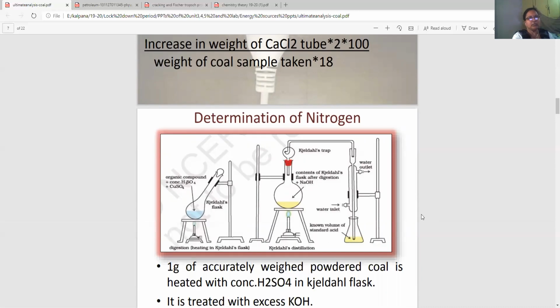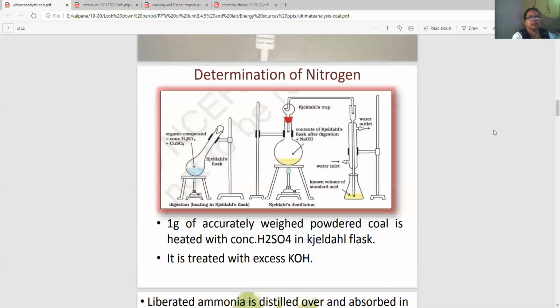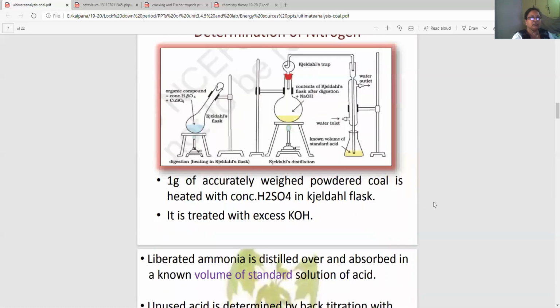Right? Now, this is about carbon and hydrogen. Now coming to nitrogen. Nitrogen cannot be determined directly. So this is an indirect method where we use the Kjeldahl flask. In this we have the compound plus concentrated sulfuric acid and copper sulfate. And then this is the Kjeldahl trap, water outlet, and we are titrating this. Okay? I'll tell you the procedure.